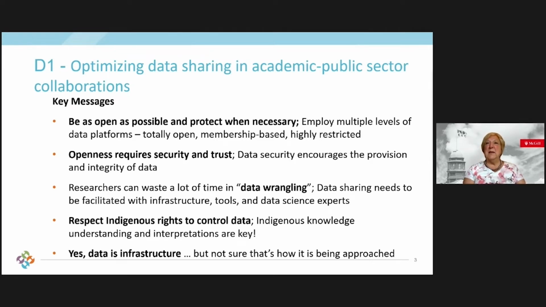And we're going to have the money to do this data wrangling. The curation of data is not an insignificant thing, but it must happen, and it must happen if we're going to share successfully. So finally, Indigenous rights.